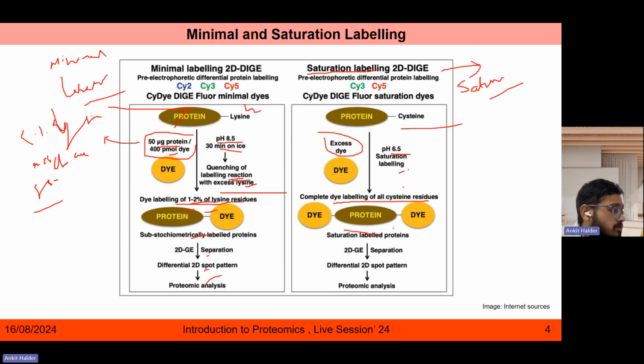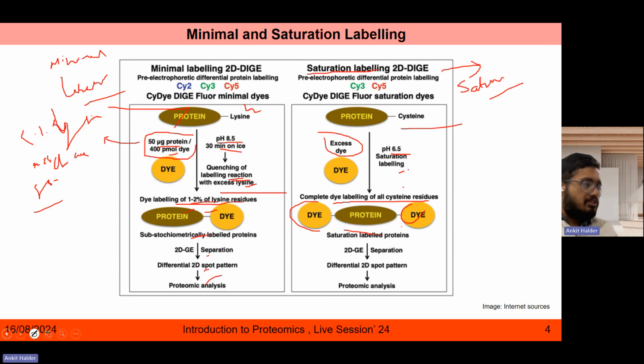If you say about the protein dye for the cysteine residues, here you can see that two residues are shown, because this implies and signifies saturation labeling. Okay, so that is the major difference. Saturation level proteins and 2D gel separation, differential 2D spot pattern, and then finally proteomic analysis.